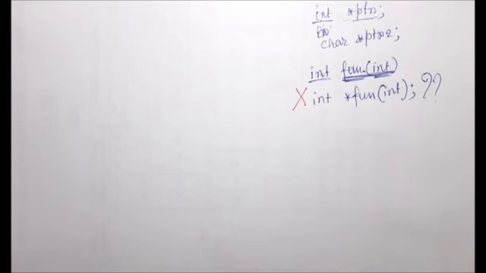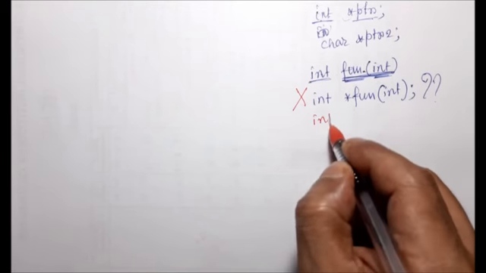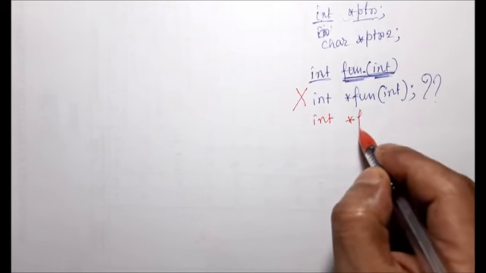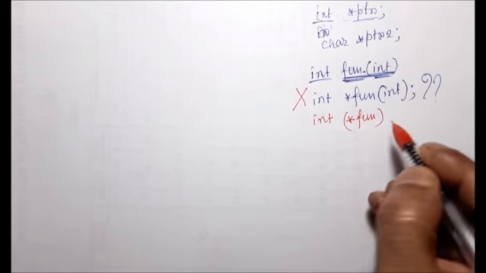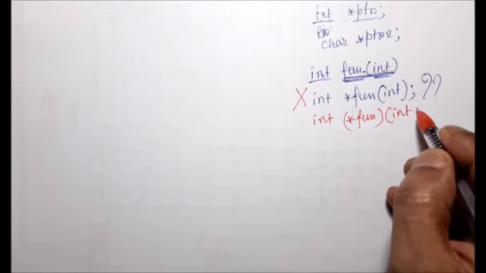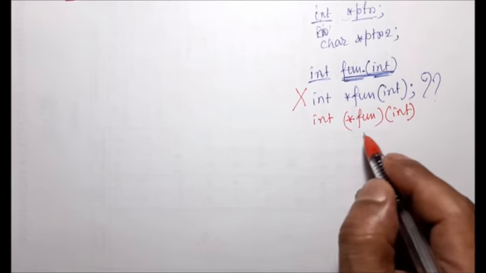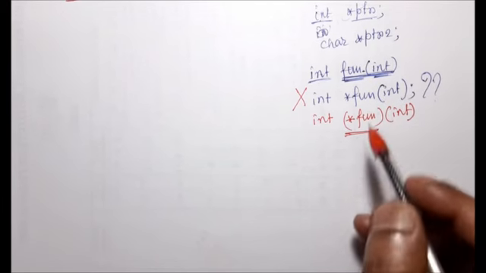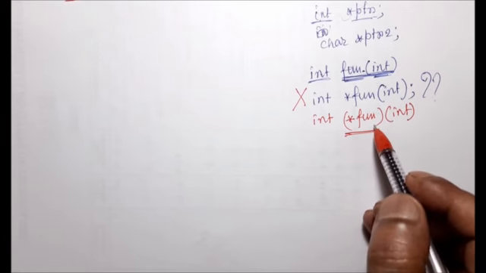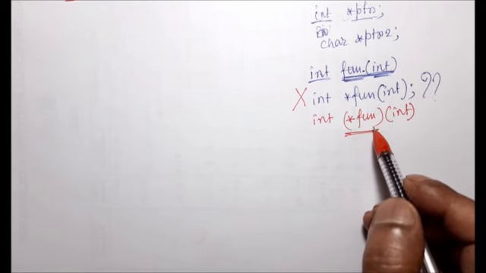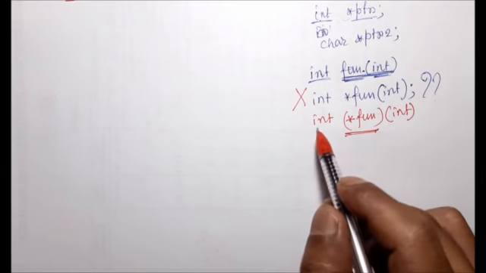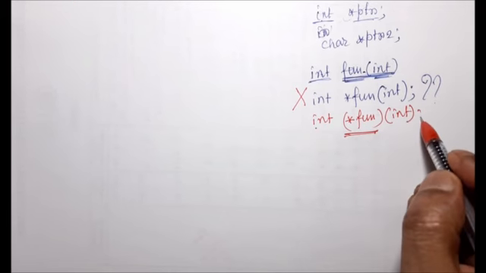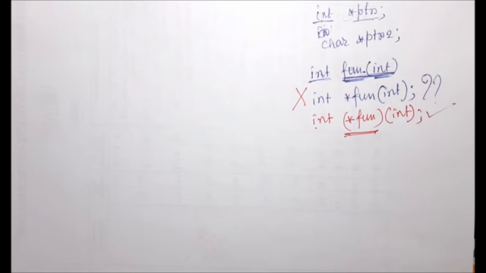So if I make a little change, for example, if I write int, then star fun, then int, that means this is my pointer. Compare with this one, and this is the identifier. So here the star is associated with this function name, or we can say identifier, right? And the return type of this function is integer. Now it is correct. So that declaration is called a pointer to function declaration.